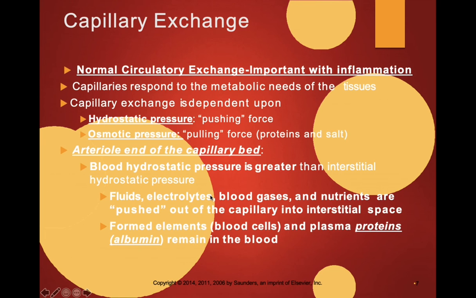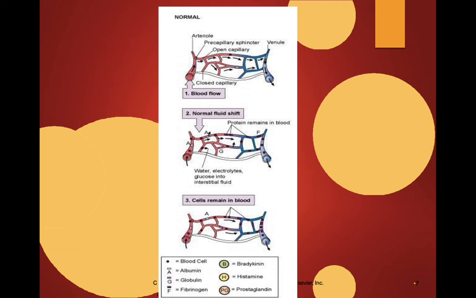The fluids, electrolytes, blood gases, and nutrients are pushed out of the capillary into the interstitial space. The formed elements, that's the blood cells, and the plasma proteins like albumin, fibrin, and globulin, remain in the blood. And these proteins, along with some of the solutes, have the ability of creating an osmotic pressure, pulling back in. And that's what happens at the venule side.